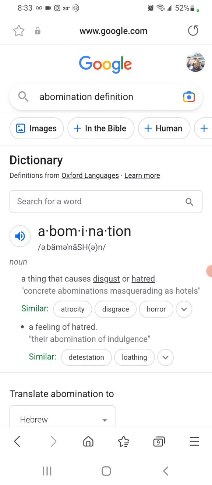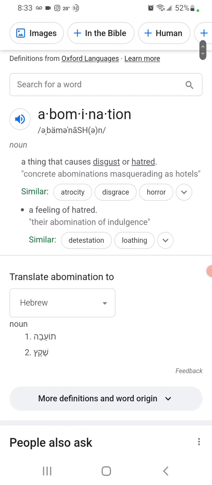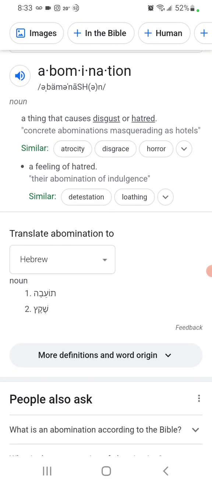And today we're going to be talking about abomination. So let's get right to it. Right now, I got the definition of abomination pulled up just in a basic dictionary. And the definition for abomination is as follows: a thing that causes disgust or hatred. So right here, an abomination is something that causes disgust, or hatred, right?